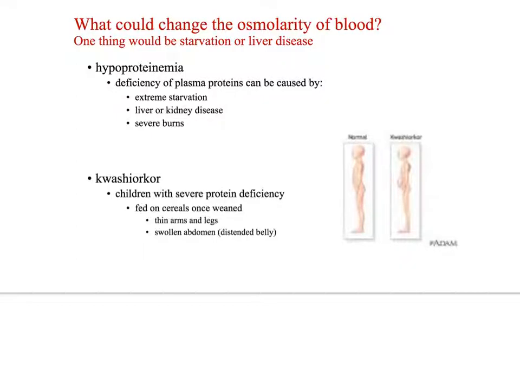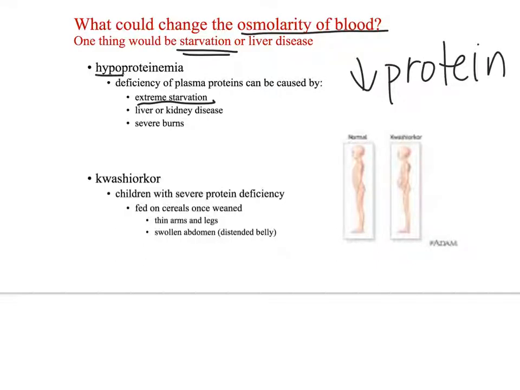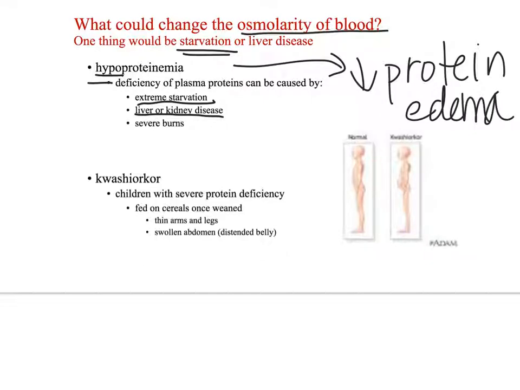Now, what could change the osmolarity of the blood? If somebody's starving, they don't have enough protein. So extreme starvation, they have a decrease in protein. So I have hypoproteinemia. Hypo means they have reduced protein. They're going to have edema. If you have liver or kidney disease, the liver is supposed to be making those proteins. If it's not functioning, you're not going to get it. You're going to have edema.